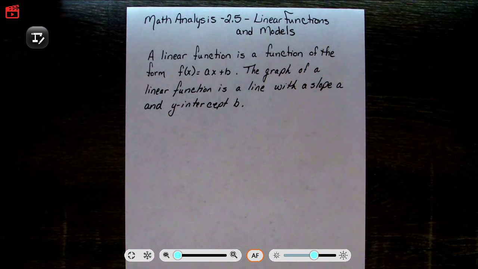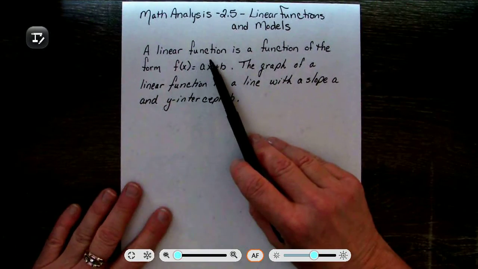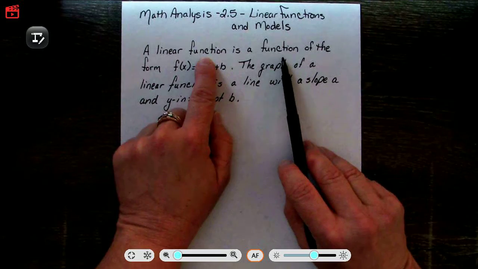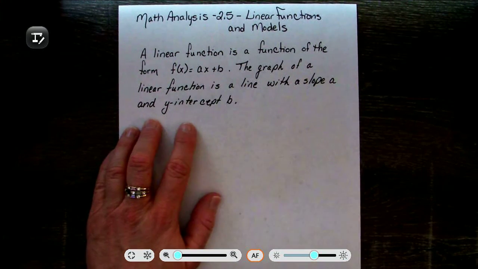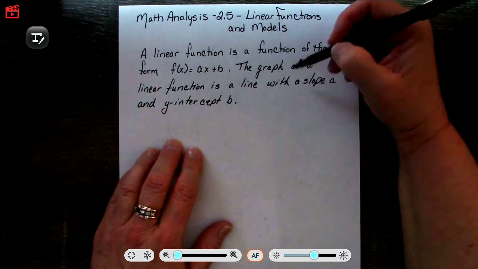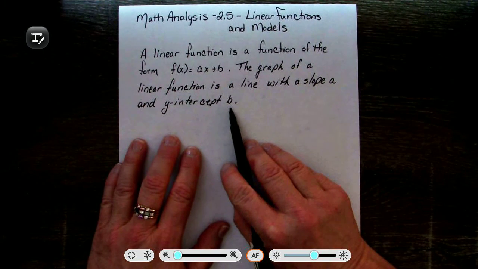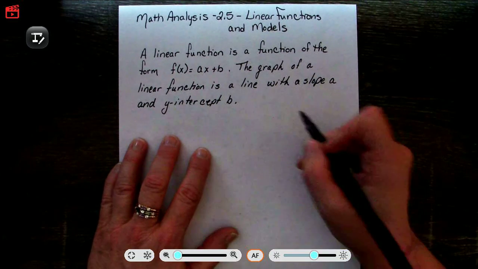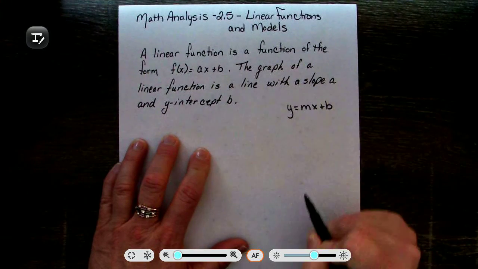So it's like linear functions. Wow, that sounds very intense. So first of all, the definition. A linear function is a function, okay? A linear function is a function, makes sense, of the form f of x equals ax plus b. The graph of a linear function is a line with a slope of a and a y-intercept of b. This is just a very fancy way of saying y equals mx plus b.